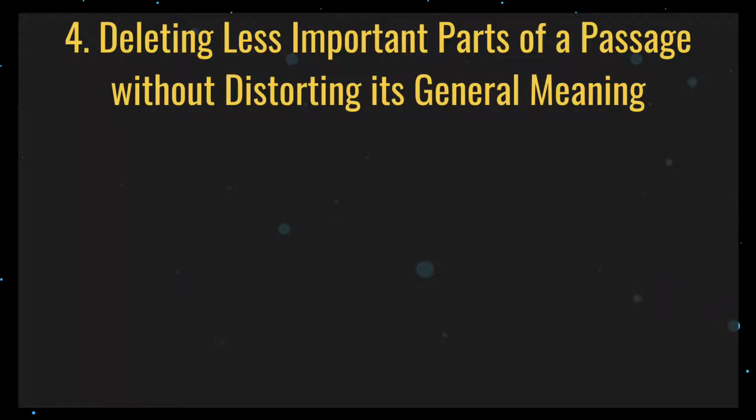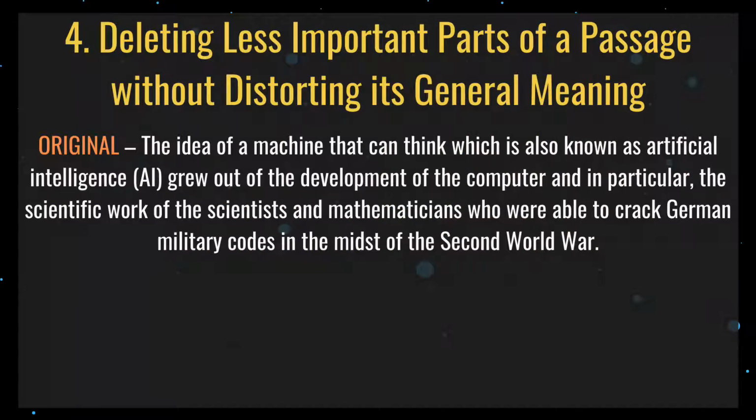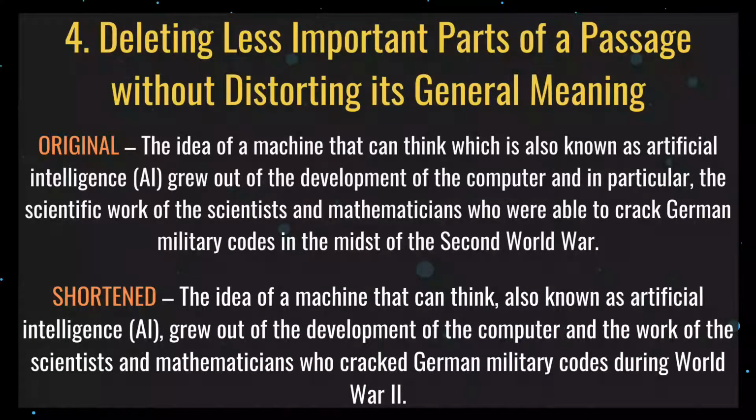For example, original. The idea of a machine that can think, which is also known as artificial intelligence, grew out of the development of the computer and in particular the scientific work of the scientists and mathematicians who were able to crack German military codes in the midst of the Second World War. Shortened. The idea of a machine that can think, also known as artificial intelligence, grew out of the development of the computer and the work of the scientists and mathematicians who cracked German military codes during World War II.